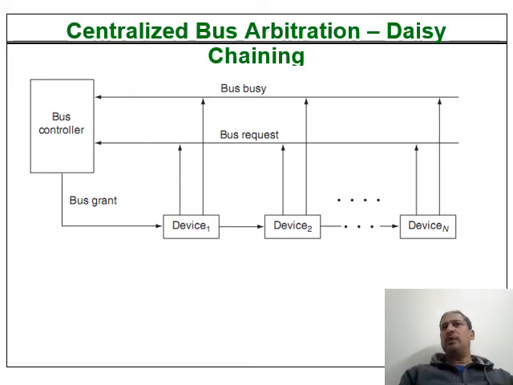One disadvantage over here is that the devices which are far away from the controller will get the control of the bus at a later time. Moreover, even if one of the devices in between becomes faulty, then the system breaks. The token will not be passed along further.